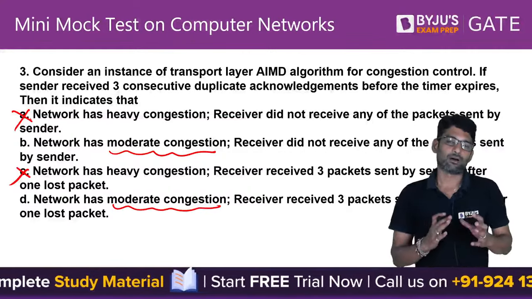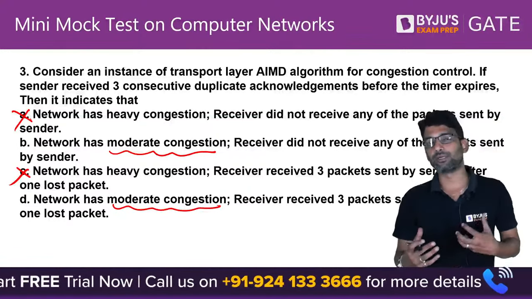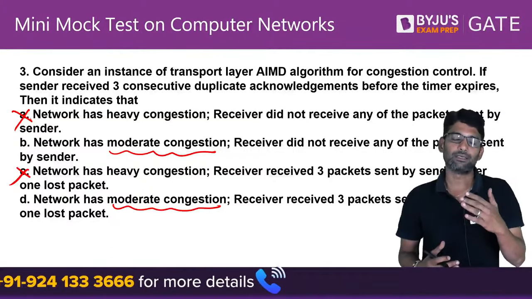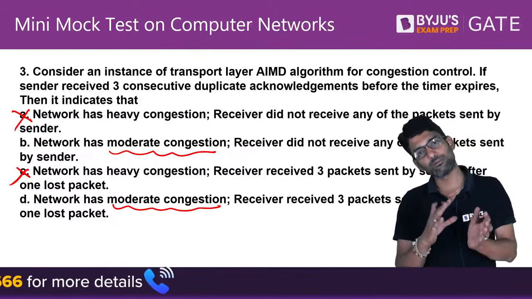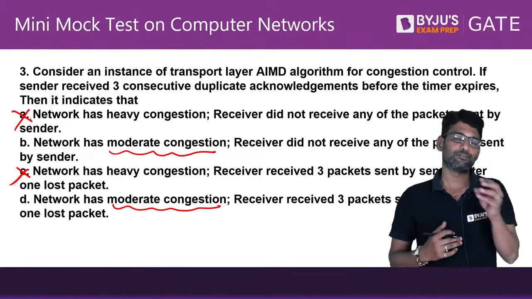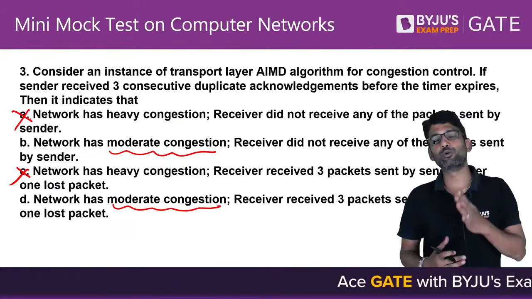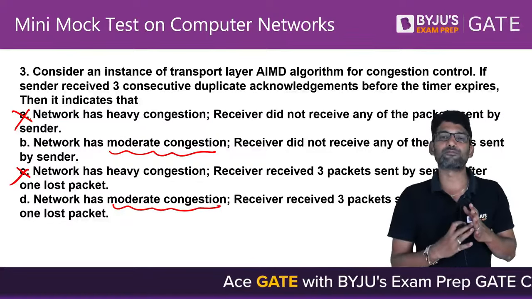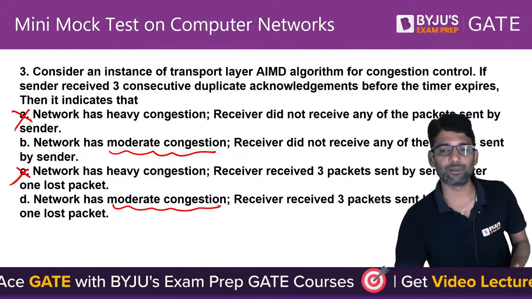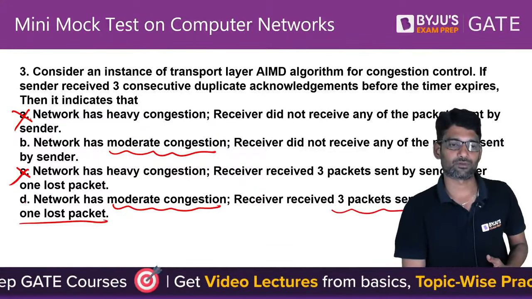Now, 3 duplicate acknowledgements means, sender, receiver, let's say you have sent segment 4 and it is lost, then you have sent 5, 6, 7 also. The receiver received 5, 6, 7, but what would the receiver be sending as the acknowledgement? That 4th segment's starting sequence number, 3 times. So 3 duplicate acknowledgements: one by receiving the 5th, one by receiving the 6th, one by receiving the 7th. So the receiver received 3 packets sent by the sender after 1 lost packet. So the right answer is option D.